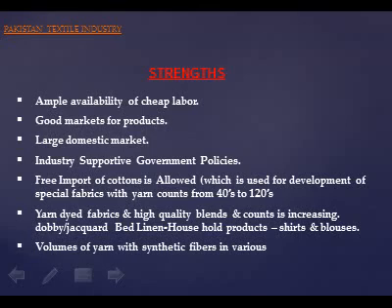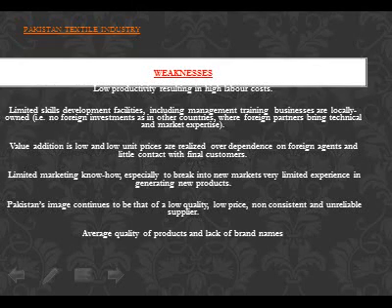The major strength of textile industry is due to the good market for products, large domestic markets, cheap availability of labor, and the large production of cotton and volume of yarn with synthetic fiber in various fields. The weaknesses in textile industry are due to value addition is low and low unit prices, limited marketing know-how, Pakistan's image continues to be that of low quality, and due to the shortage of energy.